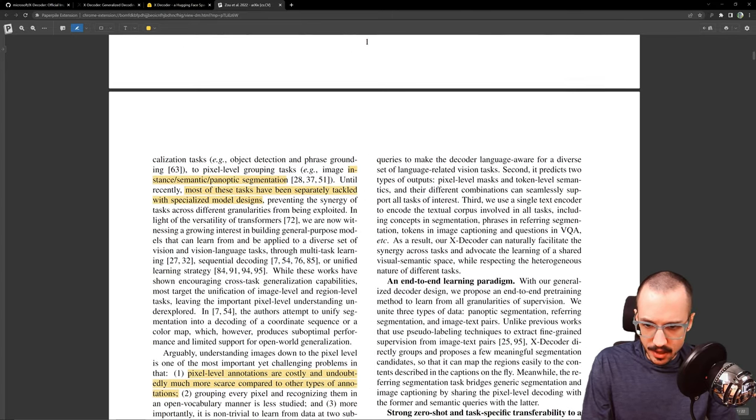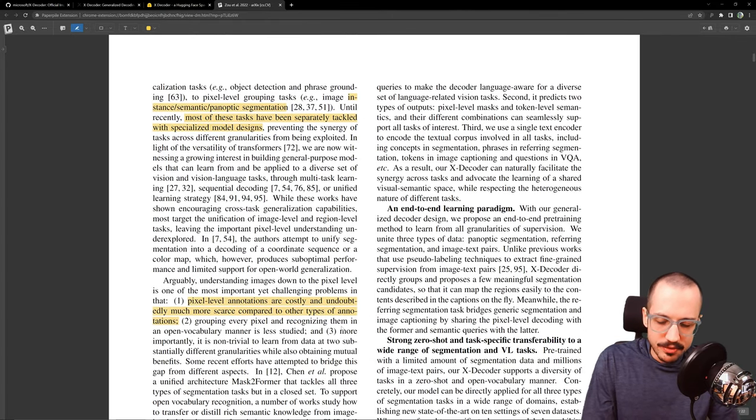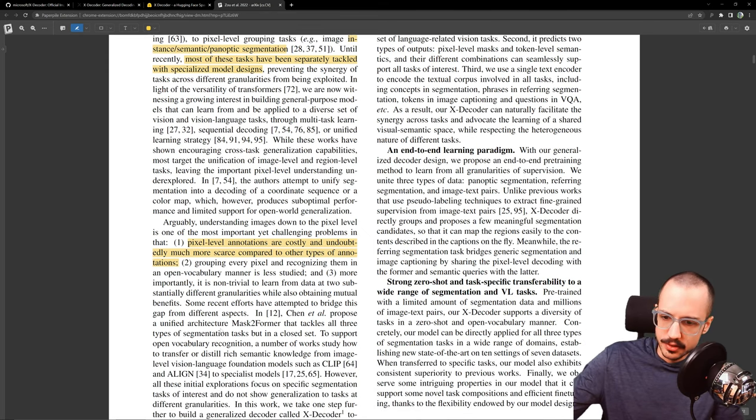So being able to move away from that and not requiring that kind of annotation to be competitive and do things like segmentation, I think is huge. It's a very democratizing force. More importantly, not trivial to learn. Some recent efforts have attempted to bridge this.